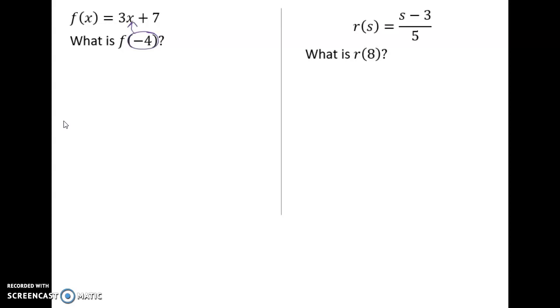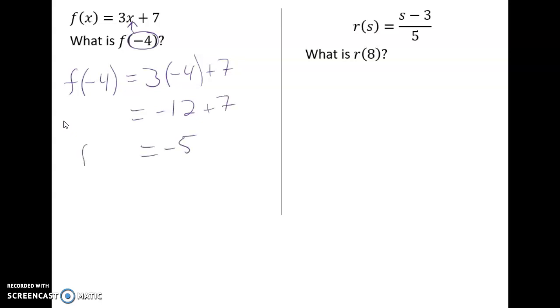So what this will look like is f of -4 equals 3 times -4, so plugging in for x, plus 7. So I'm going to evaluate from here. So 3 times -4 gives me -12 plus 7, which then gives me a -5. So f of -4 equals -5.